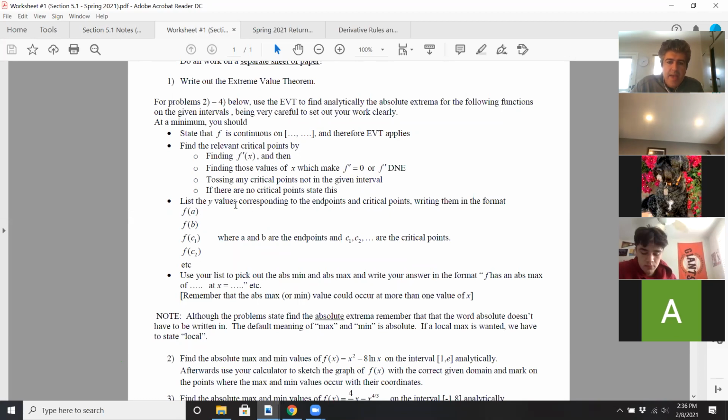Then you're going to test your endpoints, A and B, we'll call the endpoints. C1, C2, and so on are the critical points. Test them in the original function and see what the y values are. Anything that's highest is an absolute max. Anything that's lowest is an absolute min. You make a statement at the end about that. So those are the 4 steps.